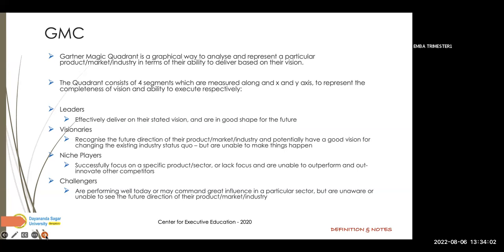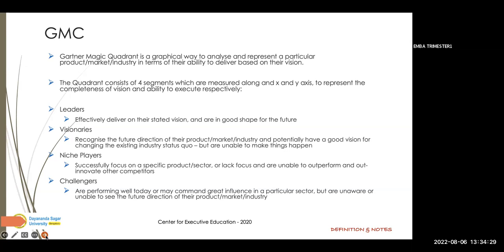So a leader is one who can deliver a stated vision. Not many companies can do that. Whereas a visionary is one who is able to visualize, but maybe still not able to deliver a great service because he doesn't have a good set of people to do it.